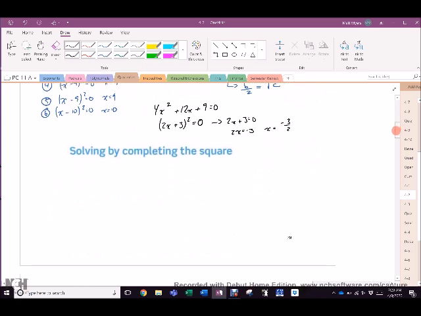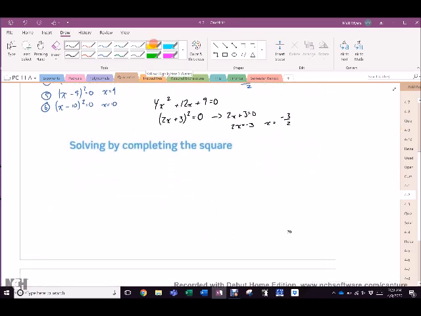I'm going to give you a new technique to solving quadratics today, and that is called completing the square. So, let's remember, the first way we have to solve quadratics is factoring. And we know how to do that. x squared plus 7x plus 12 equals 0. x plus 3, x plus 4 equals 0, and x equals negative 3 and negative 4. Easy peasy lemon squeezy.